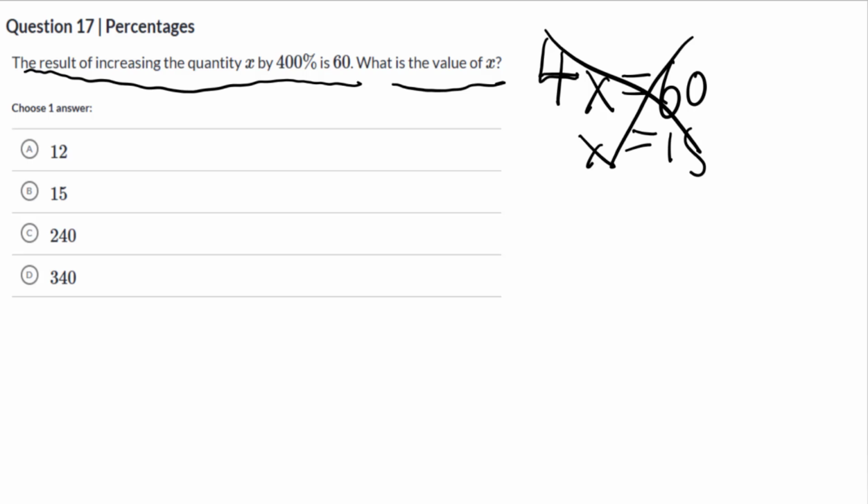Let's say we're trying to find 100% of 10. We can pretty confidently say this is 20. But notice how we didn't just say 100% and multiply 10 by 1 to get 20, because that would not give us 20. We have to break it into parts.